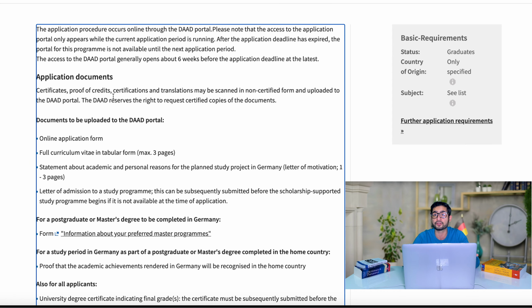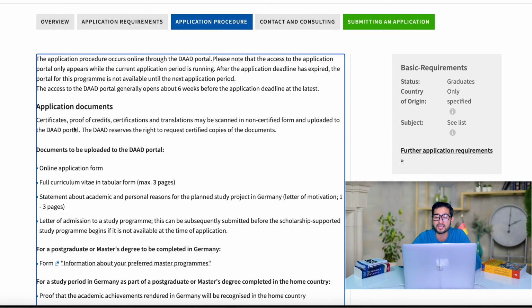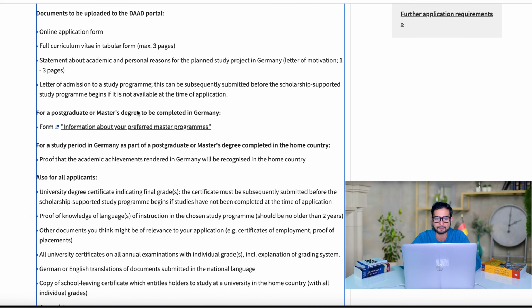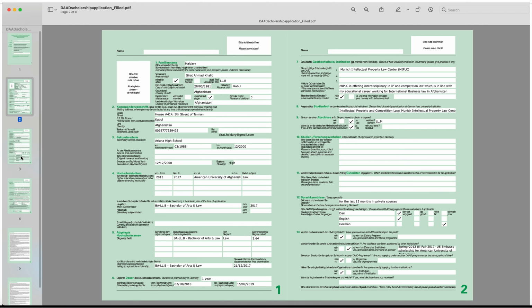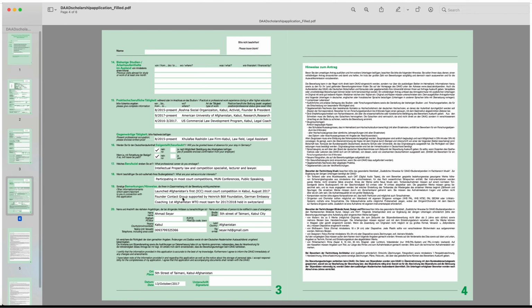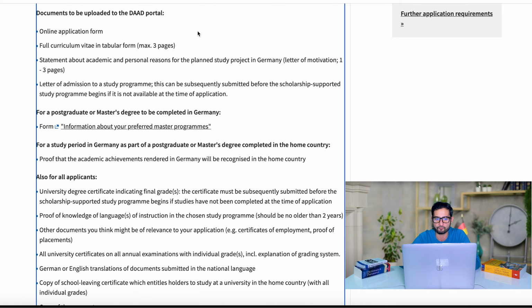Application documents, what are required? Again, we see the procedure: certificates, proof of credits, certifications and translations may be scanned in non-certified form and uploaded to the DAAD portal. It's always recommended to have certified and translated documents if they are in another language. The DAAD reserves the right to request certified copies of the documents, so it's good to do it beforehand if you are not prepared. Documents to be uploaded to the DAAD portal. So this is the portal: online application form. This is the DAAD application form. As you can see, it is so many pages. We have another video explaining step by step how to complete this application form.